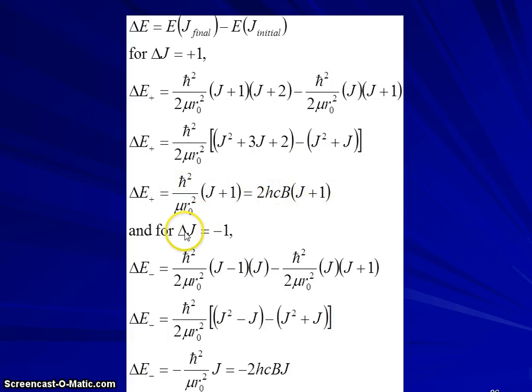Now when J is going down, instead of adding 1 to each of these for our final energy, we subtract 1. So this goes from J to J minus 1. This goes from J plus 1 to J. Again, we distribute, we take the difference, and we get something different, negative 2hcBJ instead of BJ plus 1.